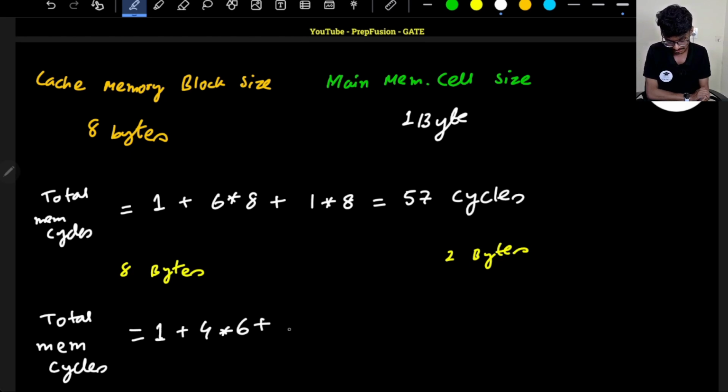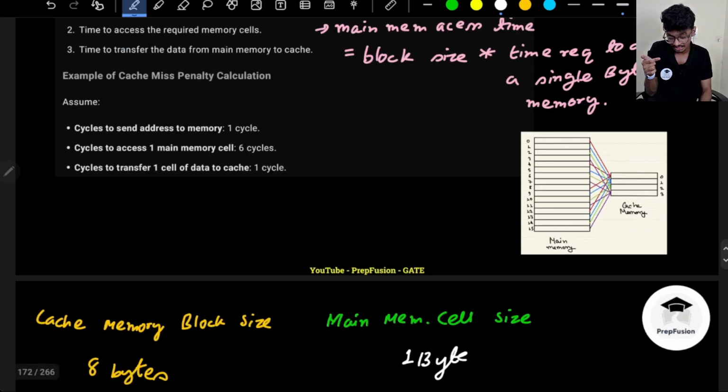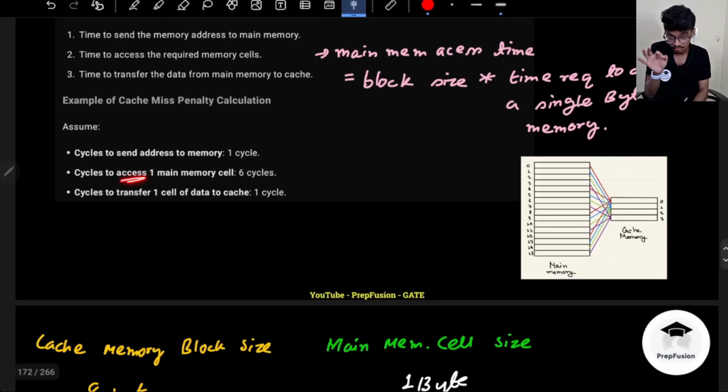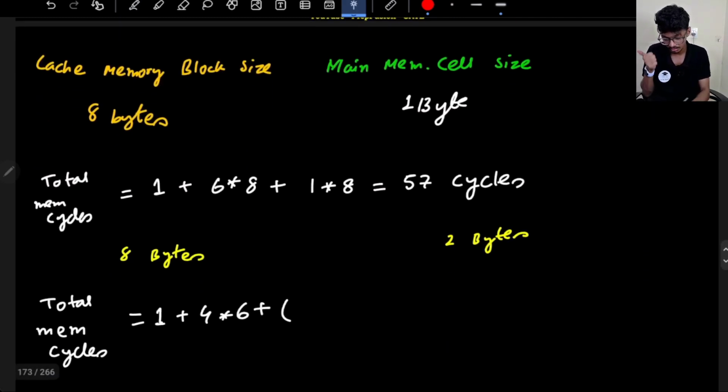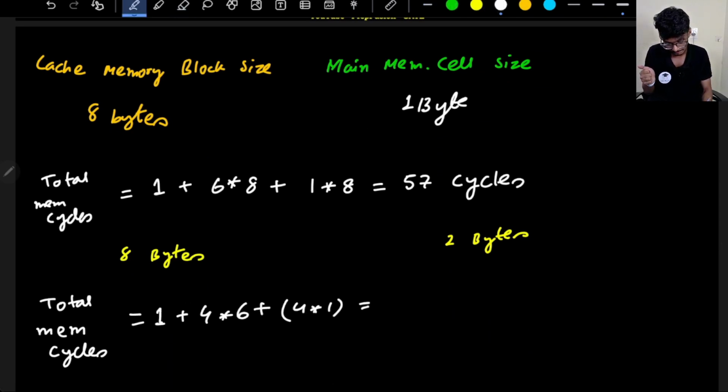Plus, that was only for the access. Now how much time will it take to transfer? To transfer one cell, it takes one cycle. I have to transfer 4 cells, so it will take 4 cycles, 4 into 1. So in total this will be 24 plus 4, 28, plus 1, that is 29.